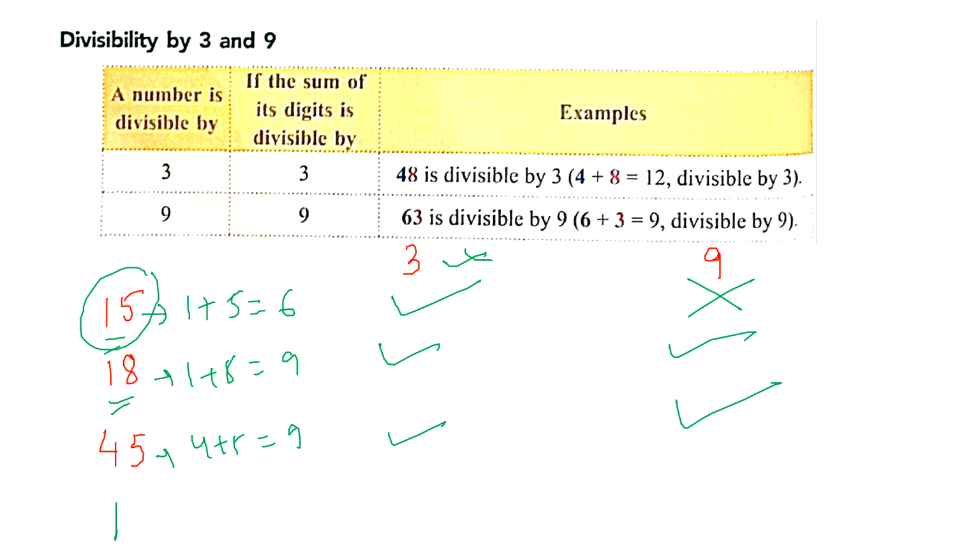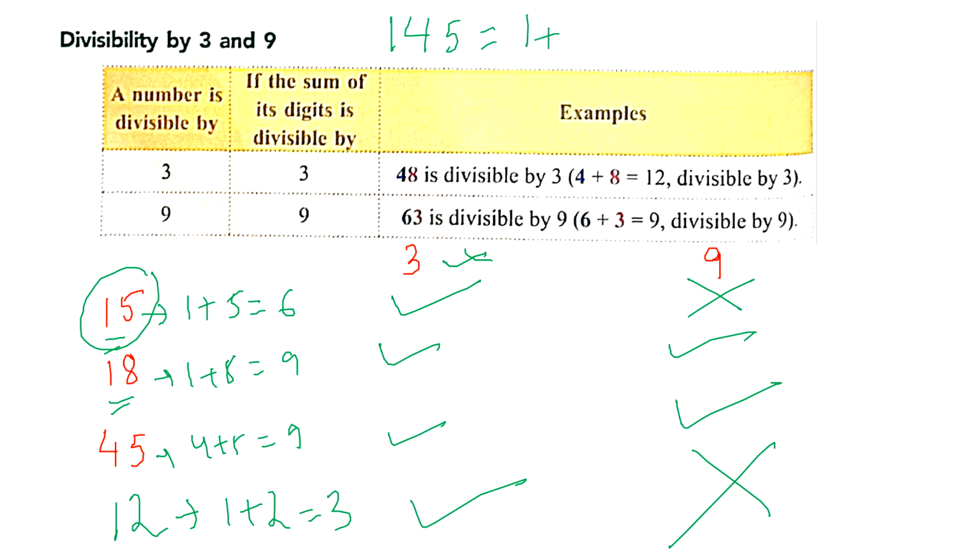You can take another example like 12. For 12 you get 1 plus 2 which is 3. It is divisible by 3 but not divisible by 9. So you just have to add the digits no matter how big the number is. Let us take another example, 145. Just add them: 1 plus 4 plus 5 gives you 10. 10 is neither in the table of 3 nor 9, so it is not divisible by 3 or 9. So you have to ensure that once you add the digits, the result should be in the table of 3 or 9.